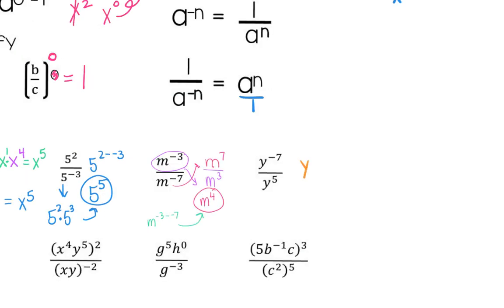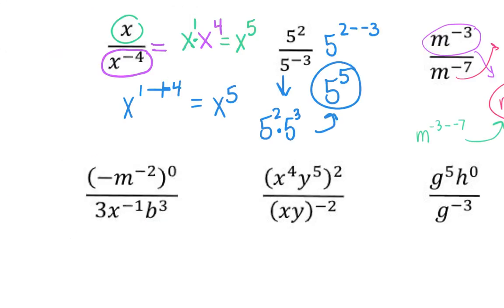Y to the negative 7th minus 5 power gives me y to the negative 12th power, which we know is 1 over y to the 12th power. Anything to the 0 power is 1. And then we have 3x to the negative 1st power, b to the 3rd. We are going to take this negative exponent and bring it to the numerator, so my answer here is x over 3b to the 3rd power.